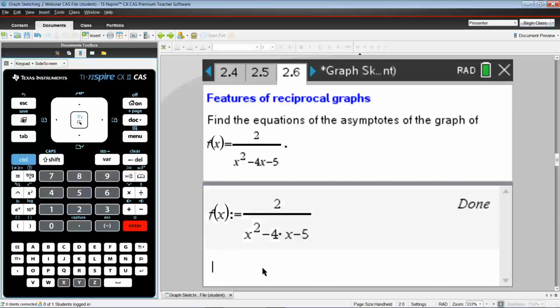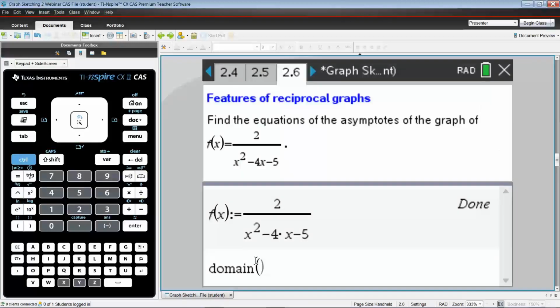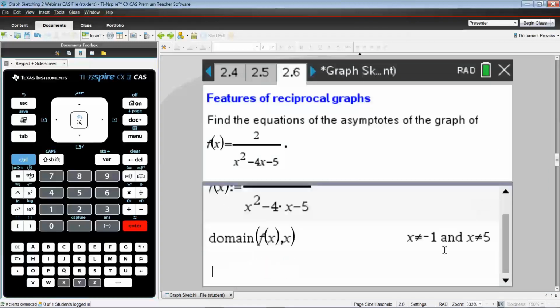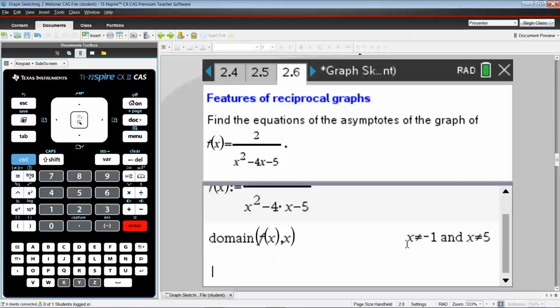So there's a couple of ways we can get the equations of the asymptotes. Number one is I'm going to use the domain command. So domain, I've pressed the book, which is the catalog, and then domain's already selected there. If it's not selected for you, just press D on your keypad and keep scrolling down until you get to domain. The syntax for domain is simply the function, which is f of x, and comma x. Enter, and there we go. So we are told that the maximal domain of f of x is every real value except -1 and 5.